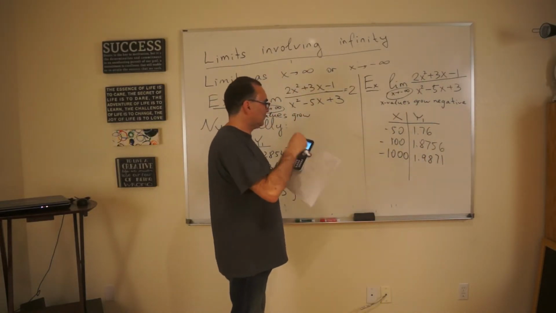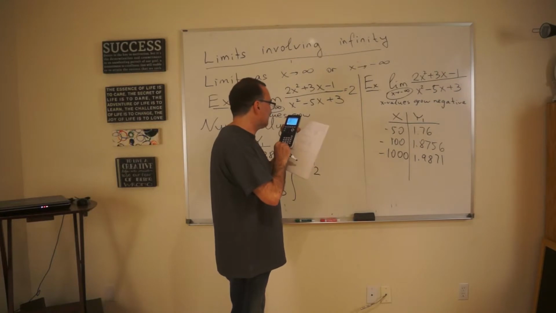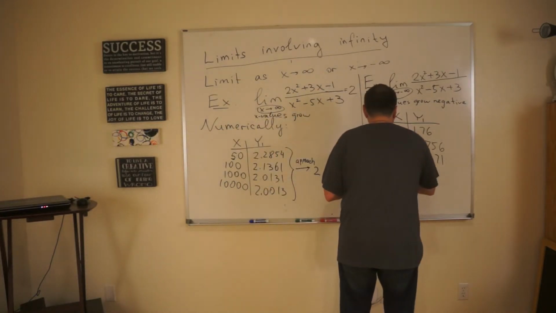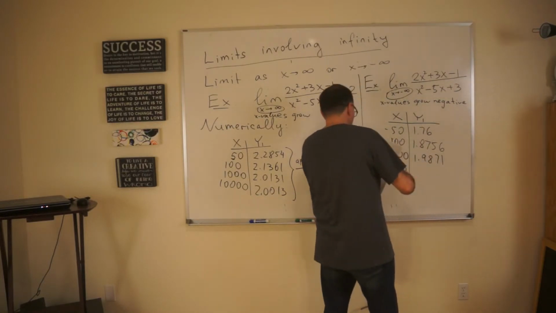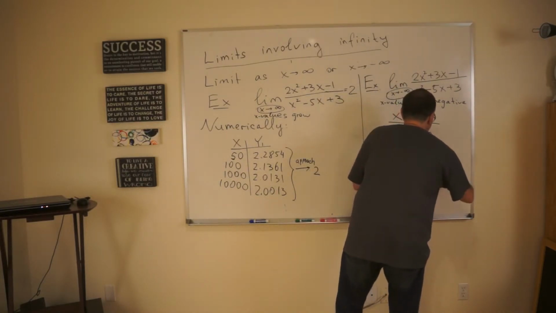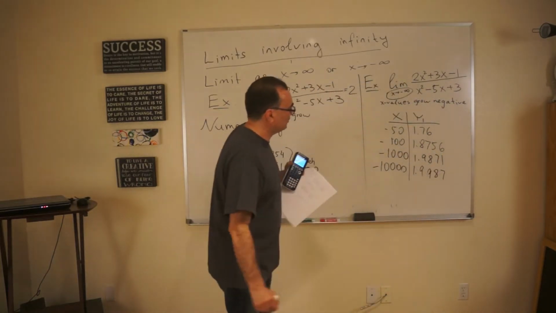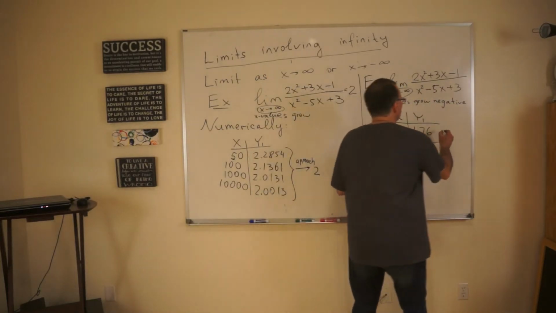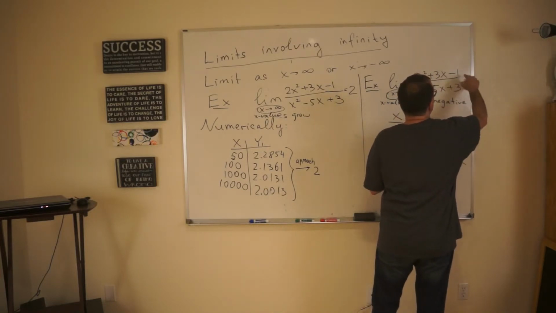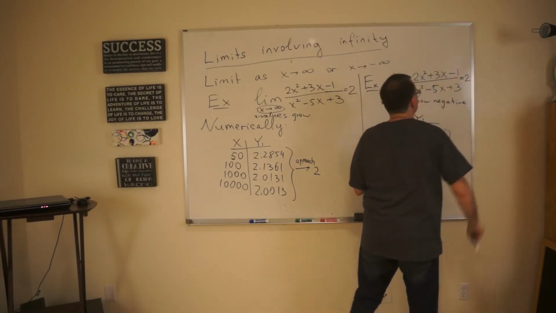Just to double check, let's try negative 10,000. So negative 10,000, here we have 1.9987. This number is very close to 2, so that's how we know that definitely y values approach 2. So approach 2, and therefore the answer to this limit is 2.